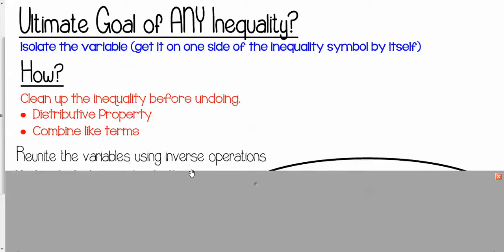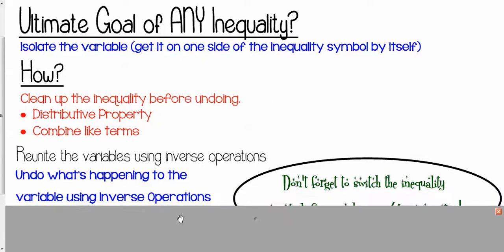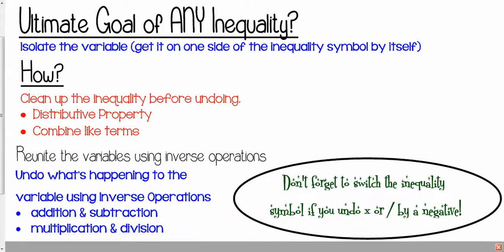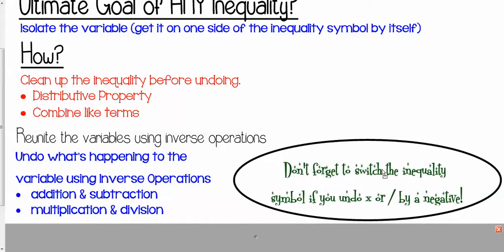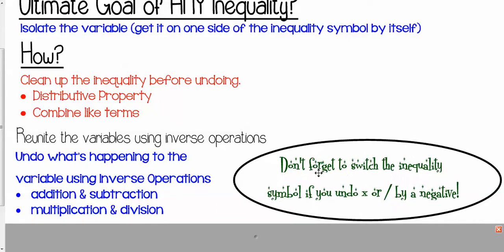You reunite those using inverse operations. Then undo what's happening to the variable using inverse operations. Addition and subtraction undo each other, multiplication and division undo each other, and remember, don't forget to switch the inequality symbol if you multiply or divide by a negative. If you're undoing multiplying or dividing by a negative, you have to switch that inequality symbol. You can catch those times when you miss it by substituting in a number from the solution set to see if it makes a true statement.